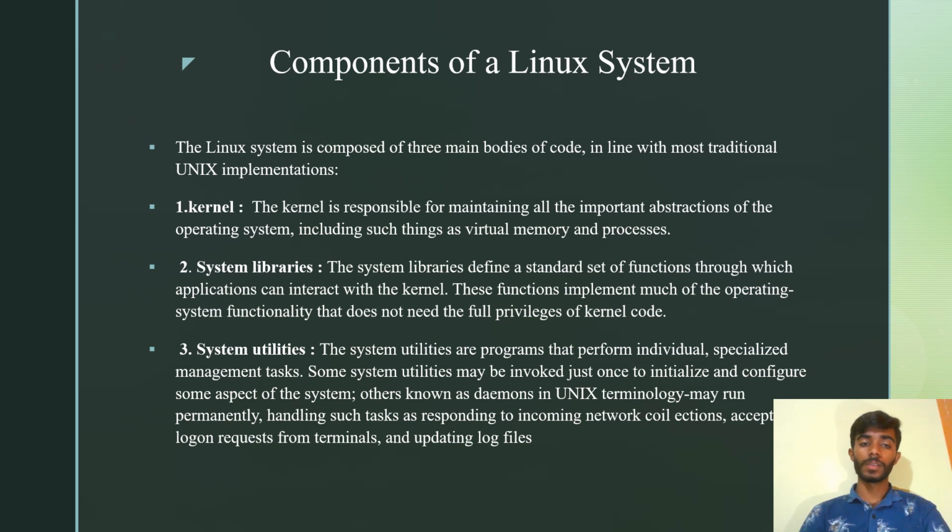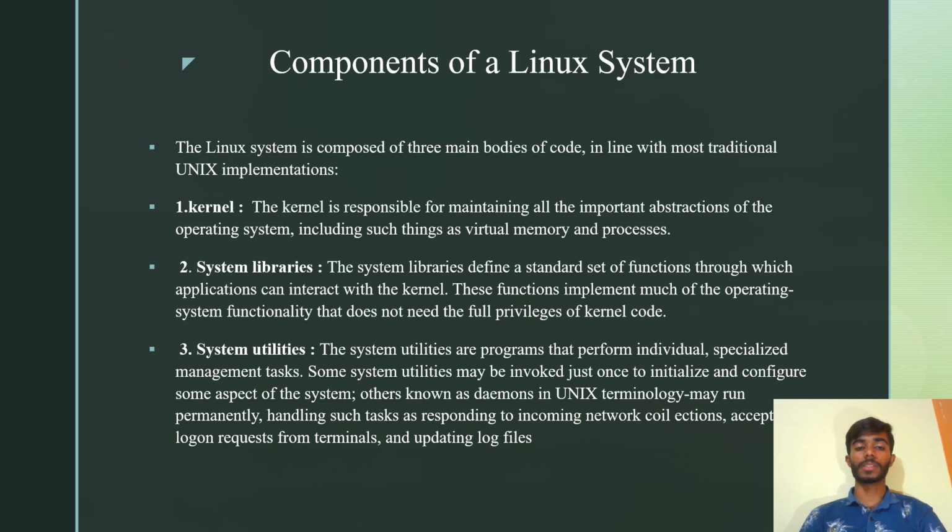The first one is the kernel, the second one is system libraries, the third one is system utilities. The kernel is responsible for maintaining all the important abstractions of the operating system, including such things as virtual memory and processes. The second one is system libraries. The system libraries define a standard set of functions through which applications can interact with the kernel. These functions implement much of the operating system functionality that does not need the full privileges of kernel code.